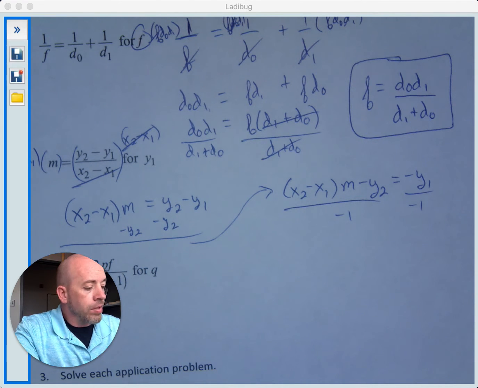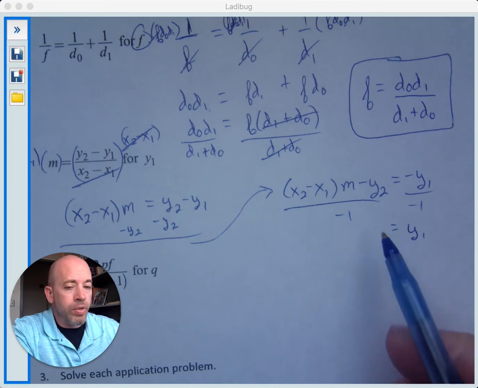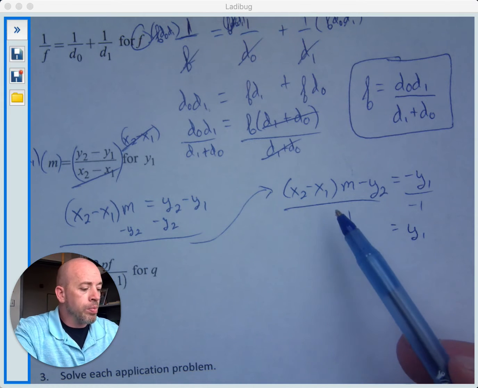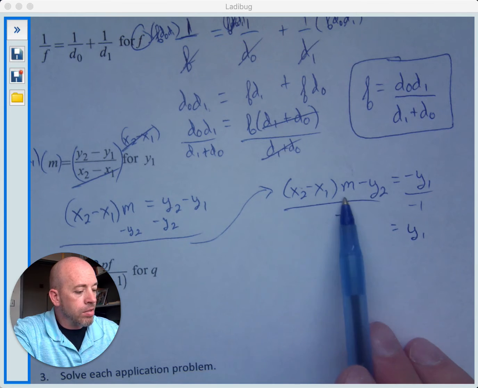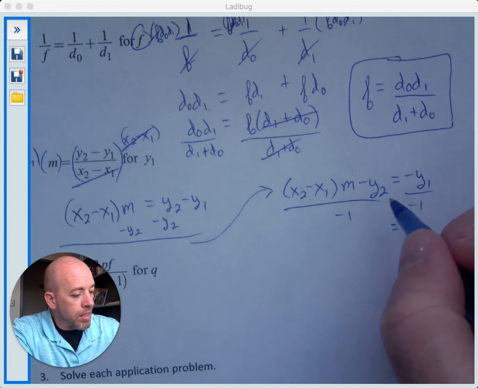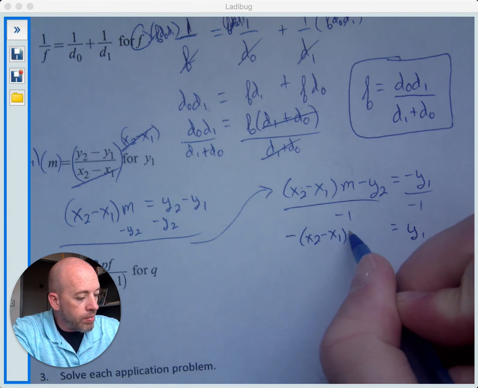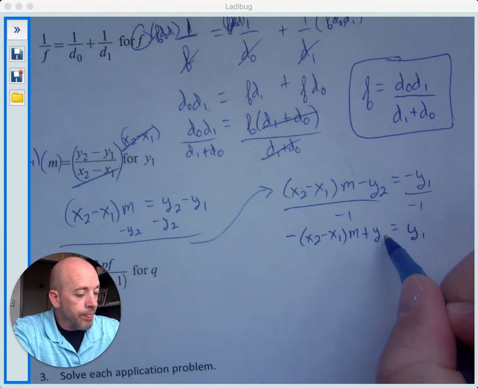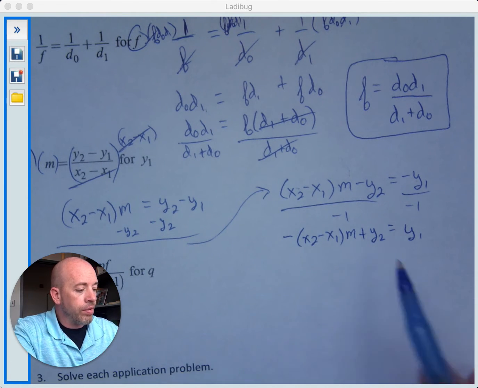So anyway, let's see what this is. This becomes y sub 1. Now this would be a fine answer, but you might want to incorporate the -1 into both of these. We have two terms really, this term and this term. Dividing them both by -1 makes this first one negative, so we'd have a negative x sub 2 minus x sub 1 times m, and negative y sub 2 divided by -1 is plus y sub 2. So we get that, and if you wanted to, you could even reorder this so it looks a little prettier.